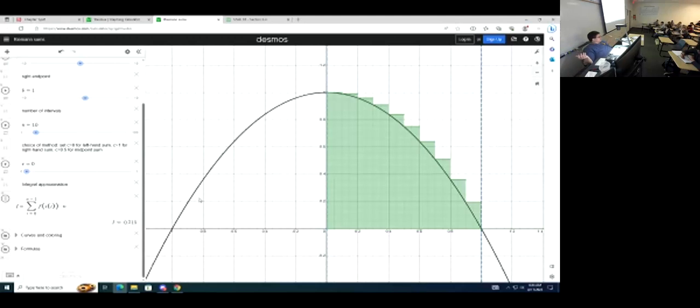The way we do it is we break it up into rectangles. Here I've got 10 rectangles, and the left corner of each rectangle is actually touching y equals 1 minus x squared. Can you guys see that? Does that make sense? It might be easier if you see fewer rectangles.